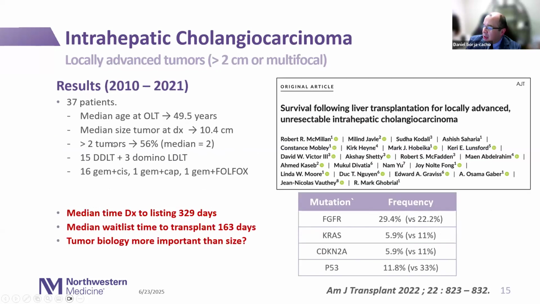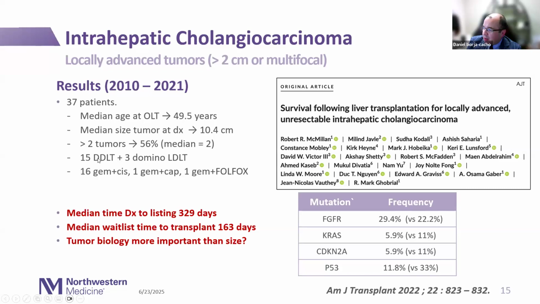This study was validated by the same group 4 years later, now included 18 patients, and you can see that the median age of the patients was 49.6. This is important because what has happened in this period is that we have seen an increase in the incidence and is more prevalent now in younger population. The median size, as opposed to the previous study, was 10.4. It was not uncommon that patients had multifocal.